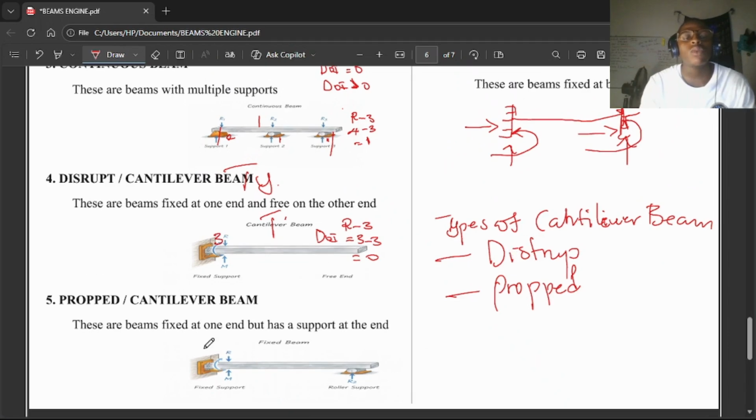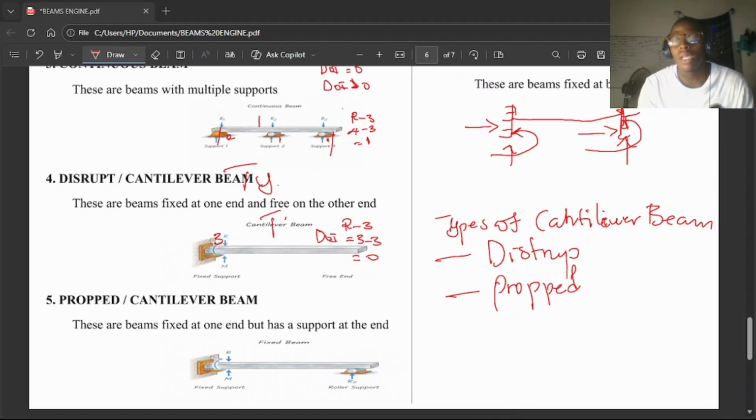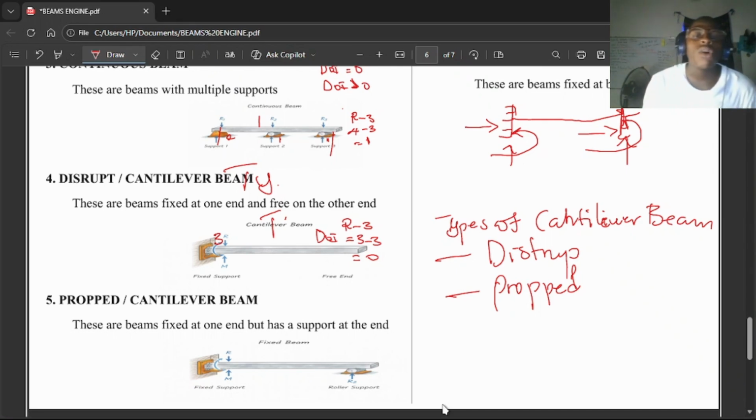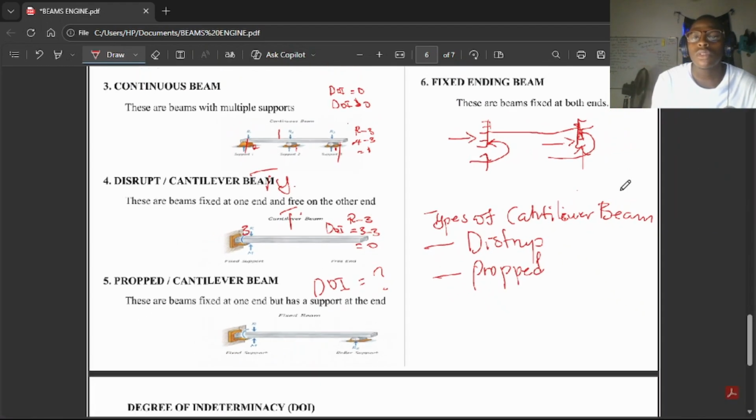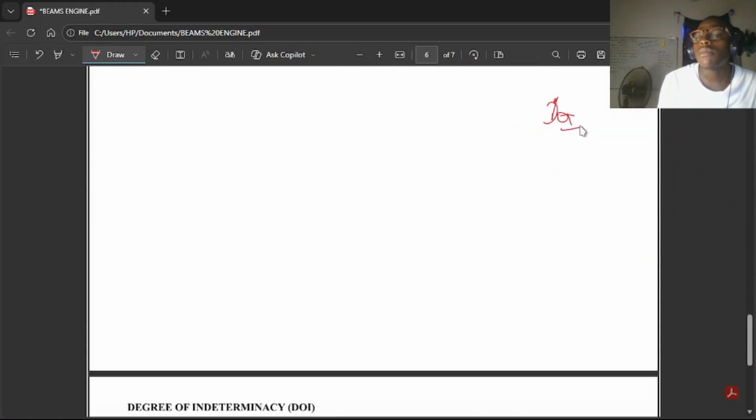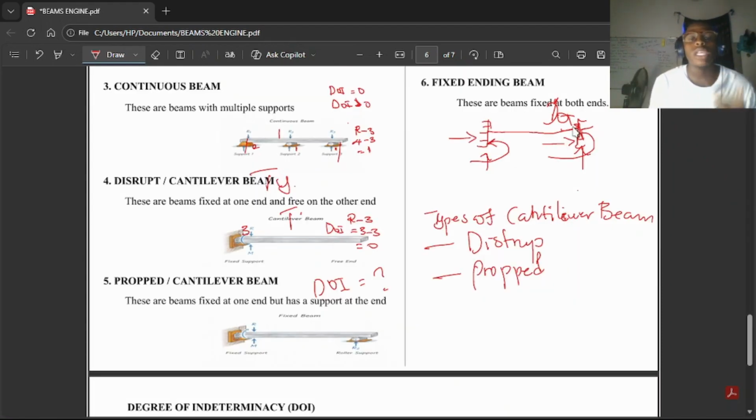Now, what's the next one here? The next one here is what we call the propped cantilever beam. The propped cantilever beam. So what you do for me is you get the DOI of the propped beam. You have to get the DOI of this beam, and you have to get the DOI of your fixed beam also. Get the DOI of this beam, and drop it on the comment section.